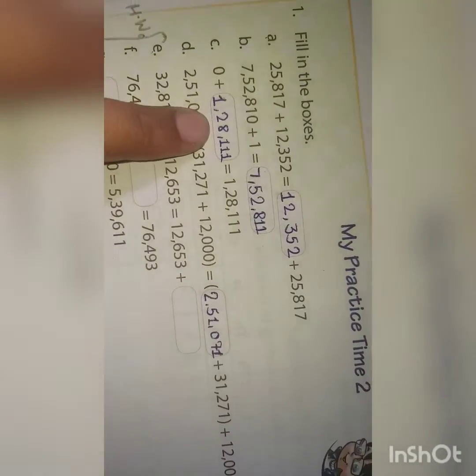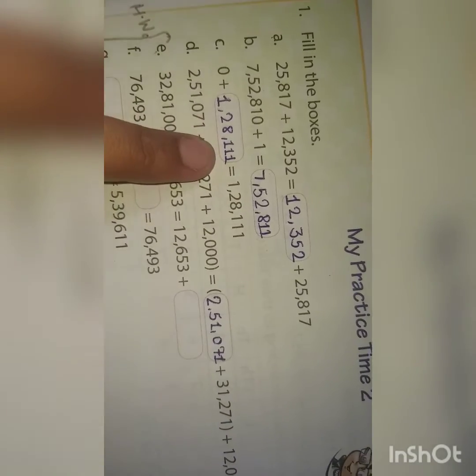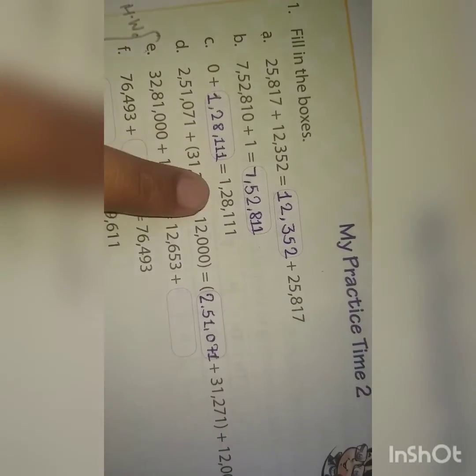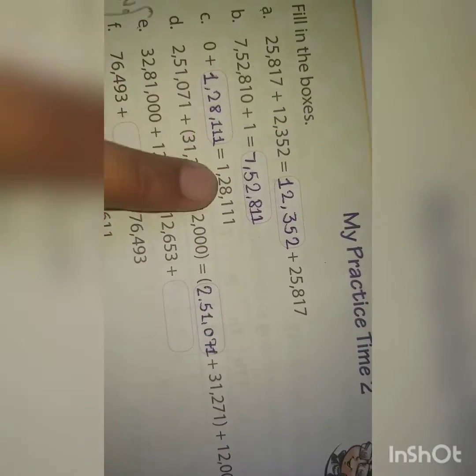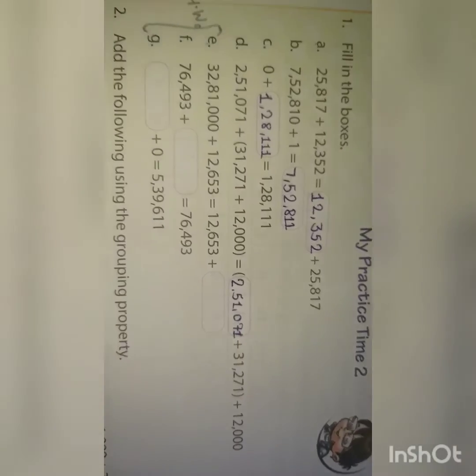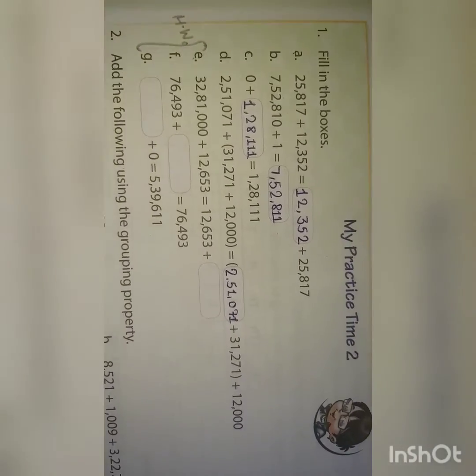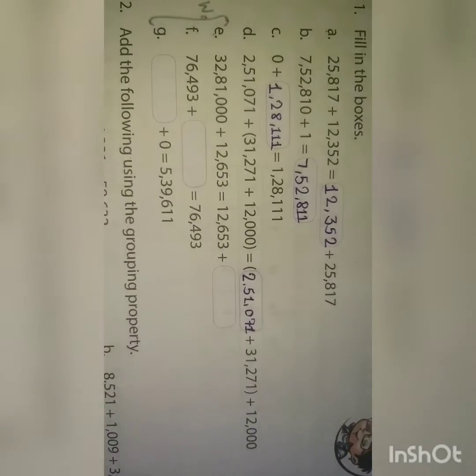So the fill in the box was the second number. That means, which number will it be such that if we add 0 to that number, we get this number as the answer? So we are going to write the same number, 1,28,111.